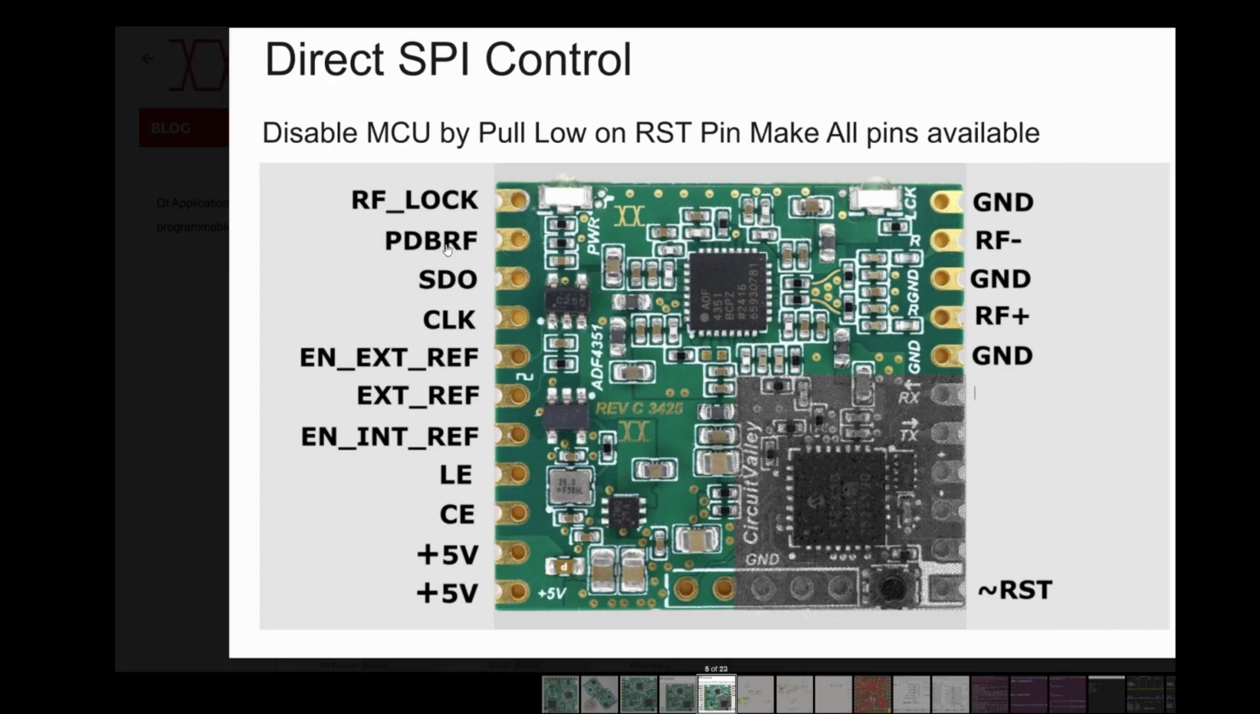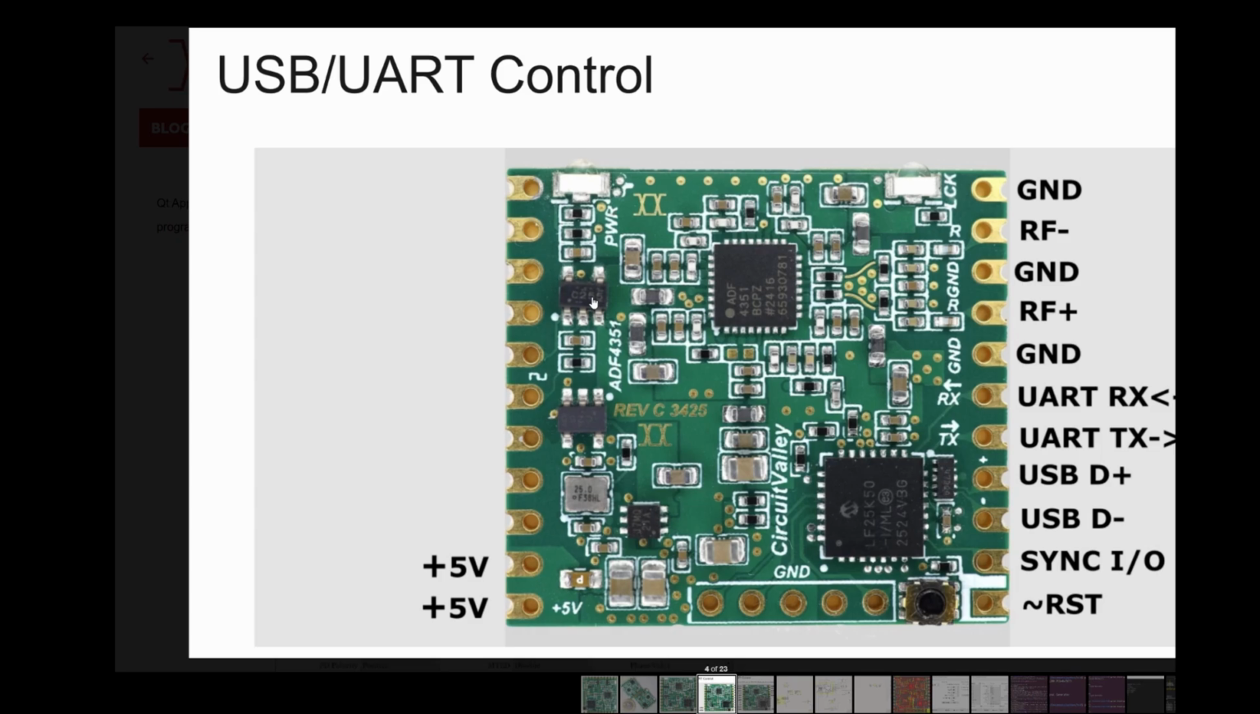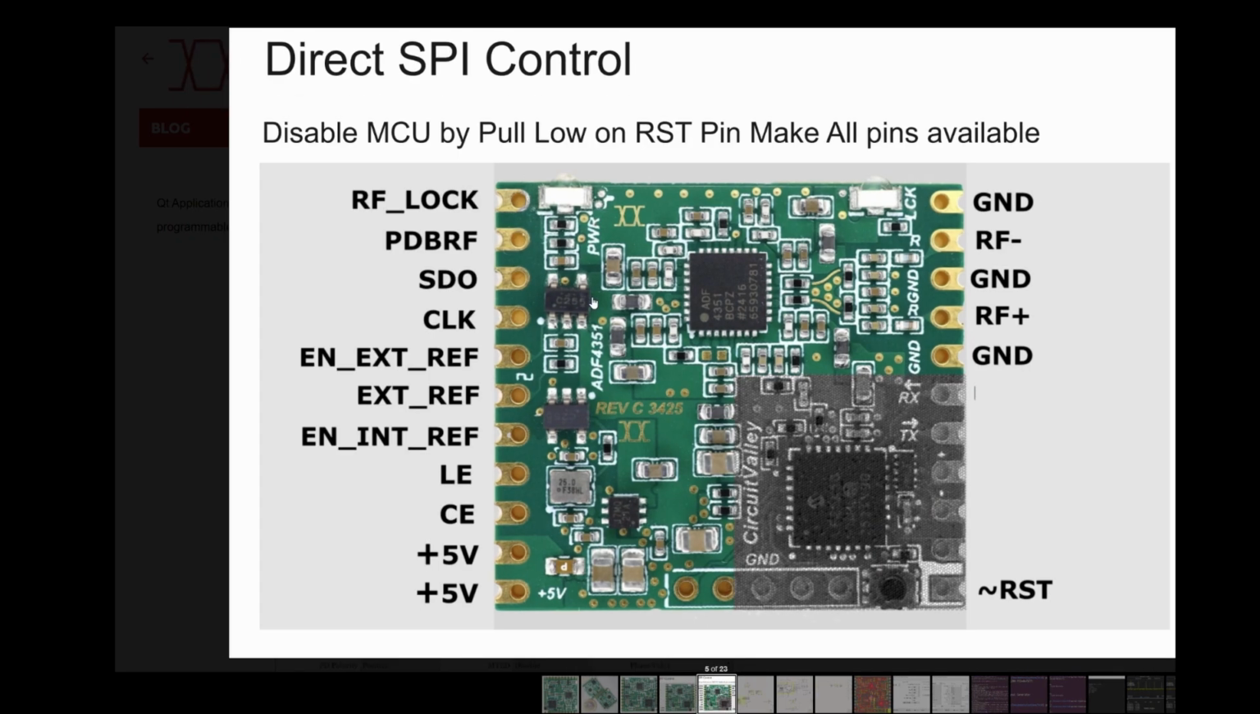And this is the condition when you do not have the microcontroller enabled. You can, of course, drive this RST pin low. It will disable the microcontroller, and all the pins will be available to you. You can directly write whatever program or software you want to control the device with. With this, you can easily operate the device directly from your own application. These are the two operating modes available. One is direct mode, another is over USB or UART.